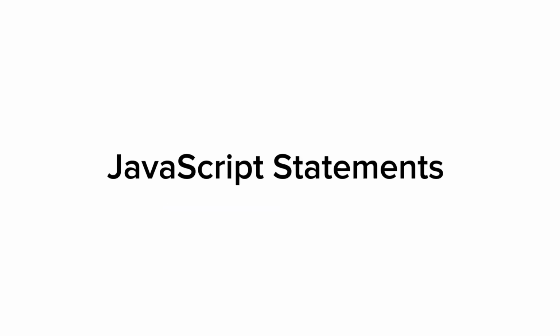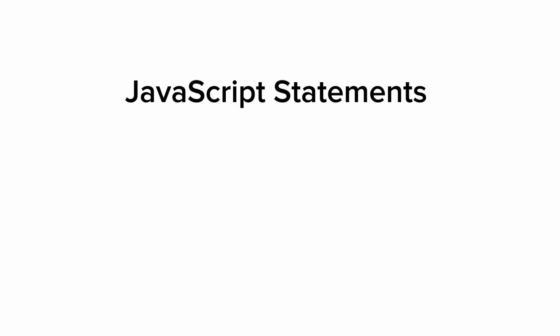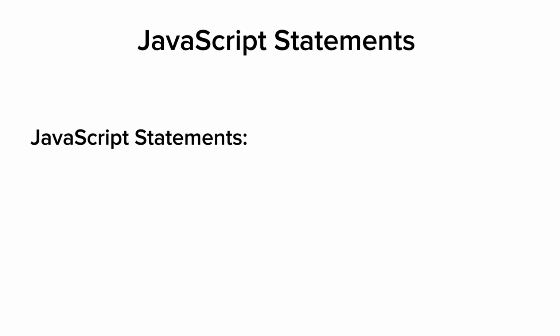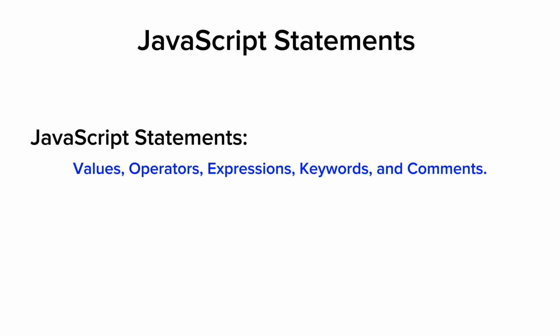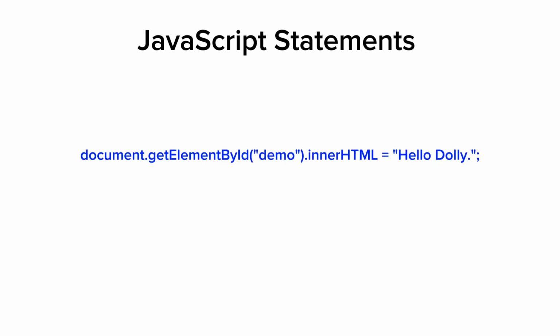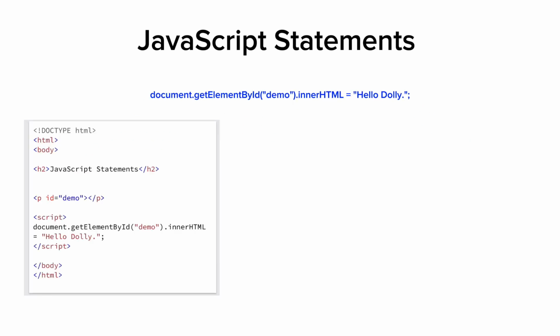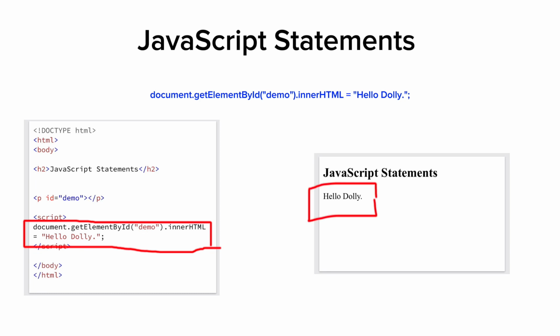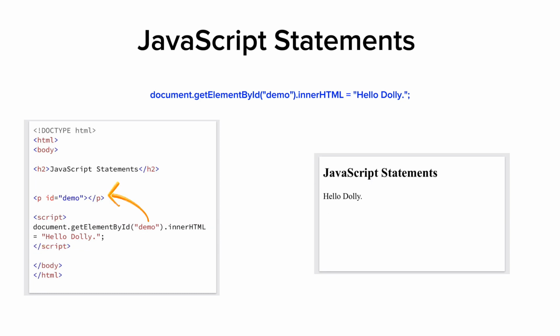Let's learn more about statements in JavaScript. JavaScript statements are composed of values, operators, expressions, keywords, and comments. For example, this line of code is a statement in JavaScript. When we run it, this statement tells the browser to write Hello Dolly inside an HTML element with the ID demo. This was an example of statements in JavaScript. We learn more about statements later in this video.